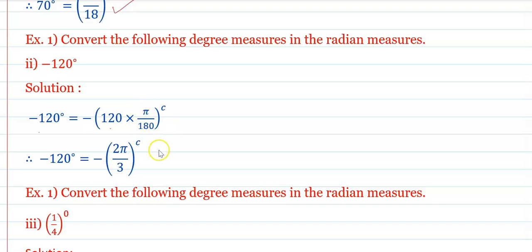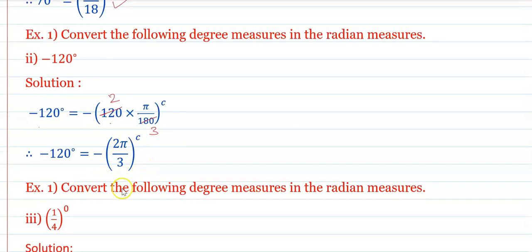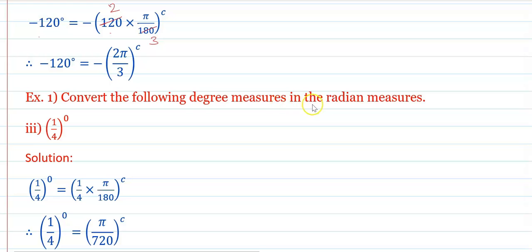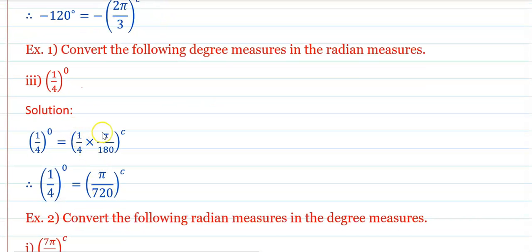120 multiplied by pi upon 180. Okay, divide it by 60, then you will get 2 and here is a 3, that is minus 2 pi by 3 radian. Next, convert the following degree measure in the radian measure. 1 by 4 degree. Again, to convert degree measure into radian, multiply this degree by pi upon 180. That is 1 by 4 into pi upon 180. Then you will get 1 into pi, that is pi, and 4 into 180, you will get 720 radian.